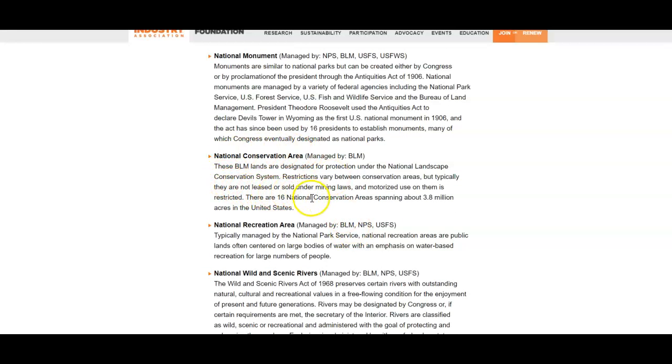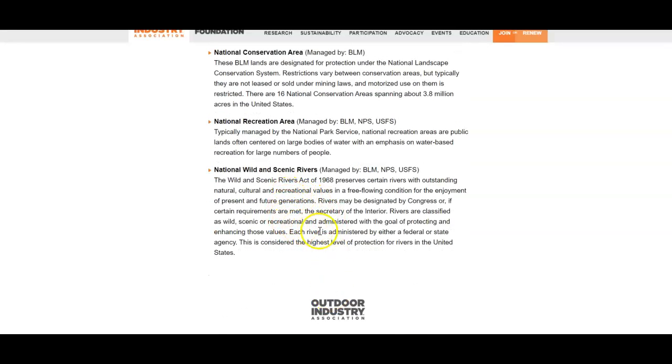Then there are national conservation areas. These lands are managed only by the BLM. National recreation areas. But I want to talk about wild and scenic rivers for a second, because wild and scenic rivers is the highest level of protection for rivers. So these would be free-flowing rivers with no dams. And of course, with these protections comes some federal funding. It's not always terribly reliable, but it is there, and restrictions about what can happen in those areas.